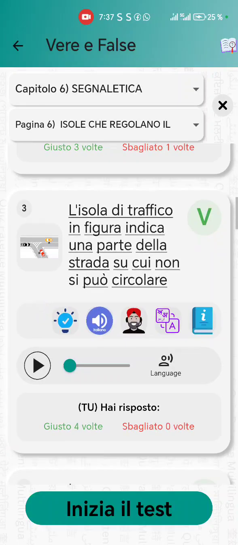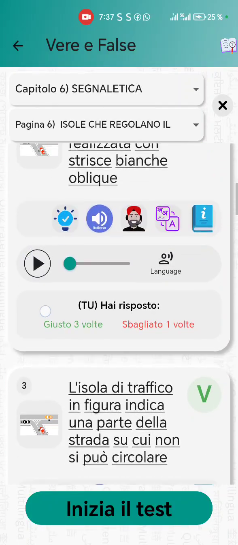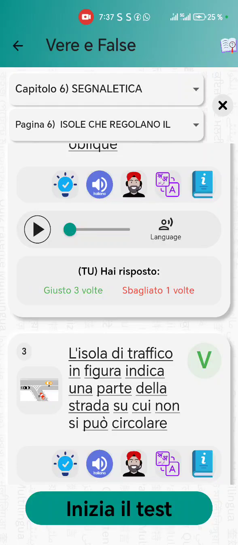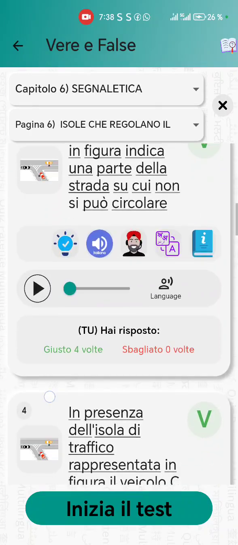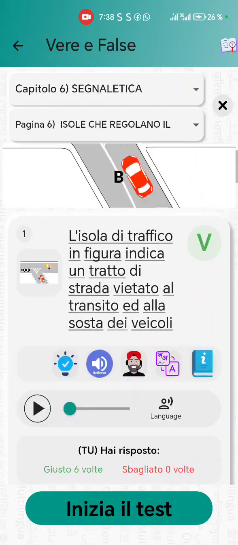So now this one they talk about, which makes it vero. You understand, guys? So you see, isolare di traffico in figura indica una parte della strada su cui non si può circolare. Say it's part of the road, of course. Isolare di traffico is part of the road, but it's not permitted for you to transit on top of it. You will say it is flat on the ground. So you are not allowed to transit sopra. Understand, guys?